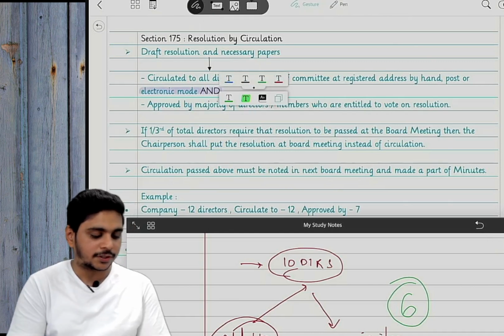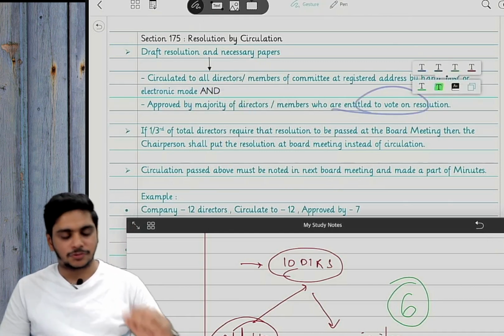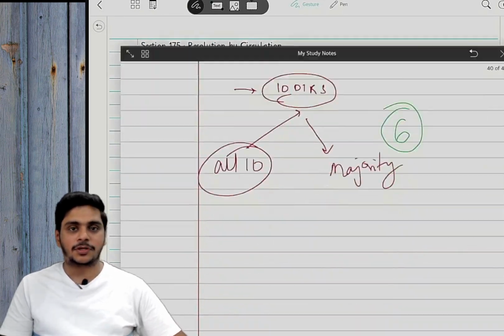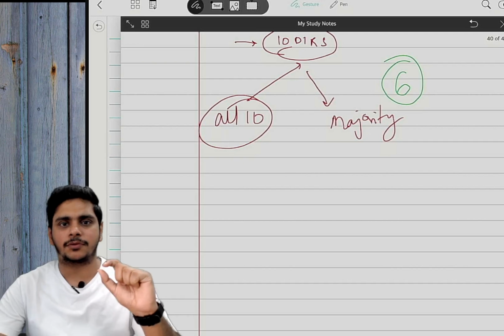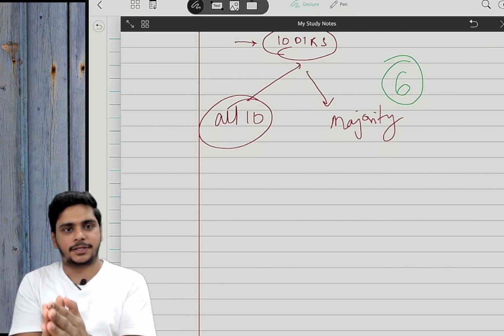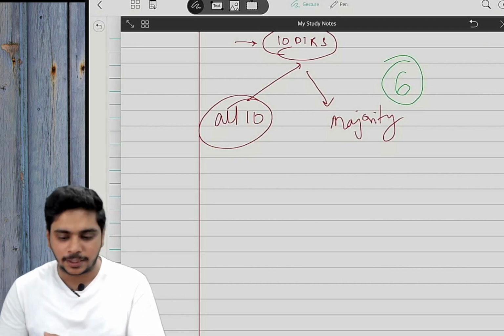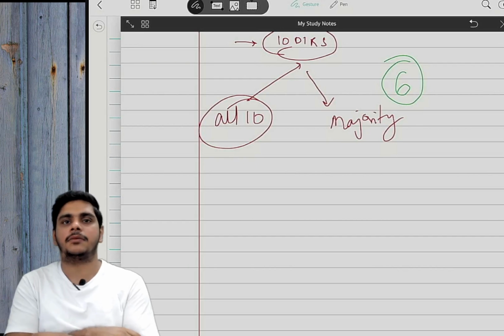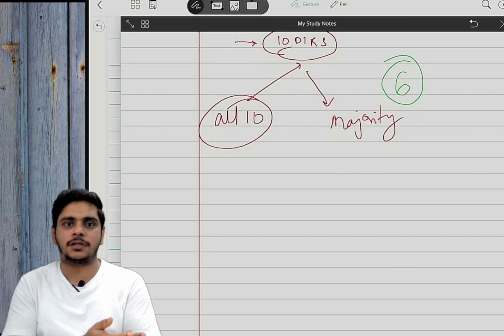Approved by majority of directors who are entitled to vote on the resolution. Who are entitled to vote on a resolution, I'll be teaching you some concepts on that also. Just understand, if there are 10 directors, you will send to all 10 directors, and out of that, the majority will be approving. Out of 10, the majority will come at 6, so 6 will give the approval.